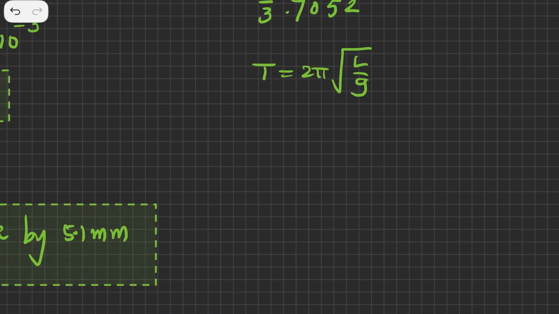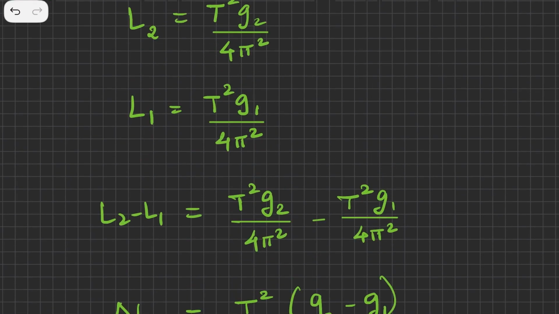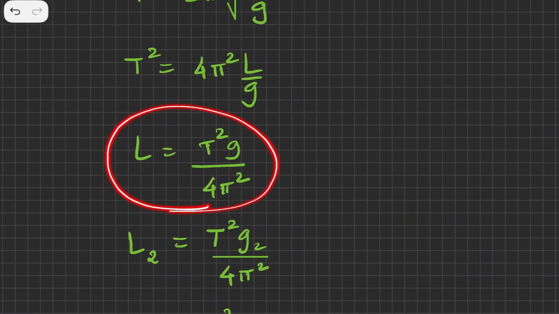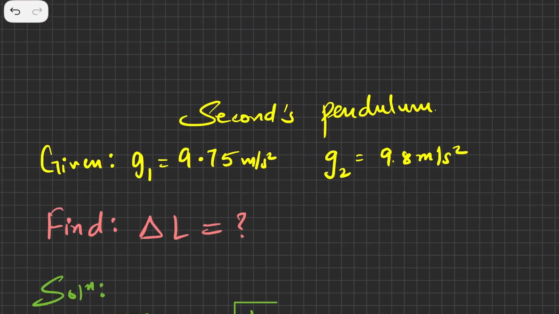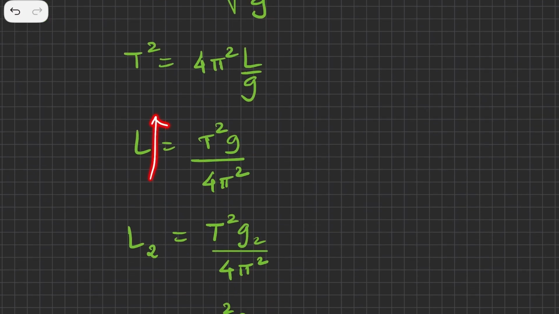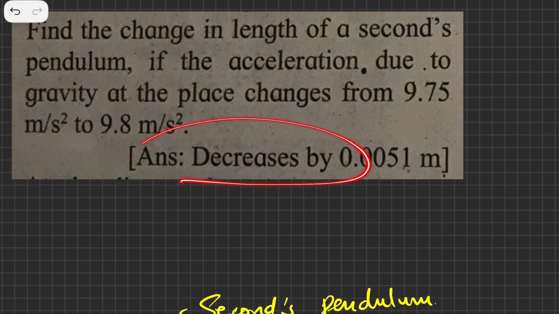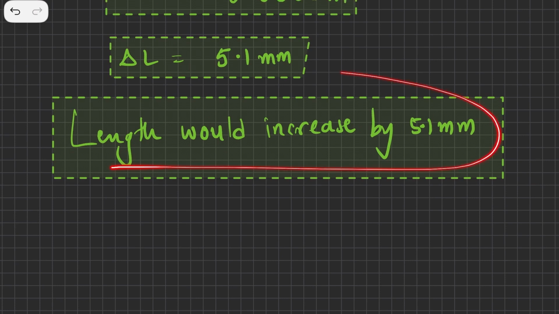Also, I can use this logic over here. If T is equal to 2 pi root of L by g, I have done it somewhere here. If you see, if the value of g increases, it is a direct relation, so length will also increase. If g is decreased, length will also decrease. In the question they have said it is going from 9.75 to 9.8. That means the value of g is increasing. As the value of g increases, length would also increase. So this answer should have increased by 0.0051 meters. That's the reason we have written length would increase by 5.1 mm.